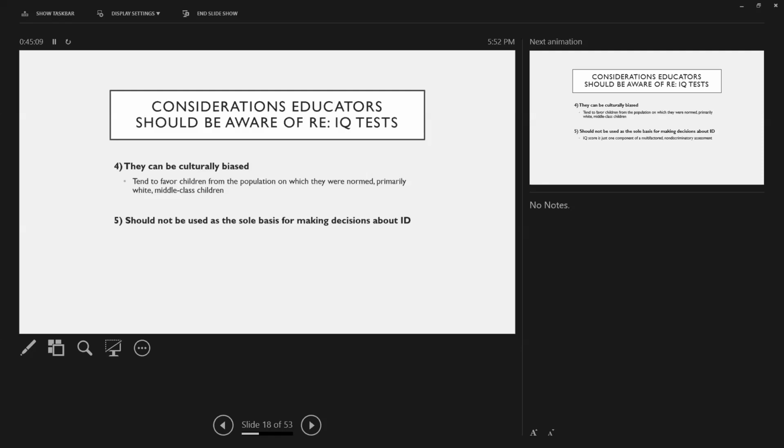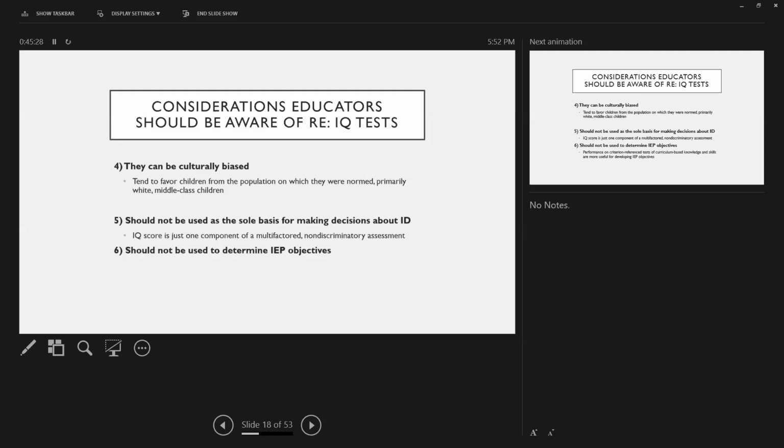And lastly, we never use an IQ test as a sole basis for making a decision about intellectual disability. It's just one component of a multi-factored, non-discriminatory assessment suite.